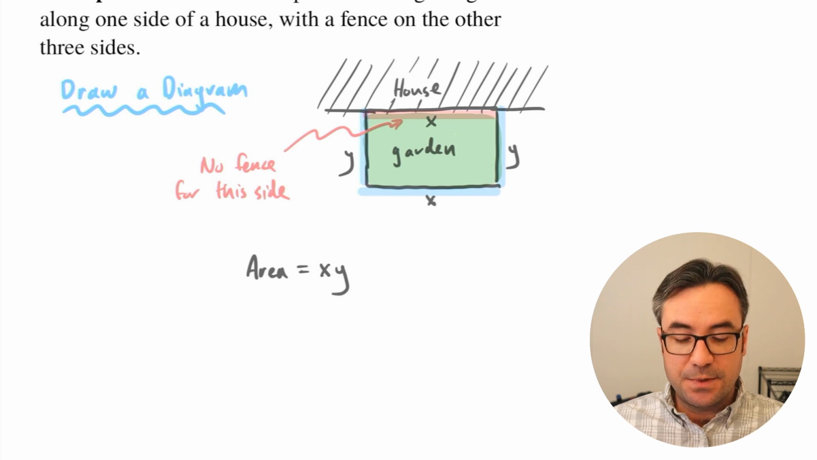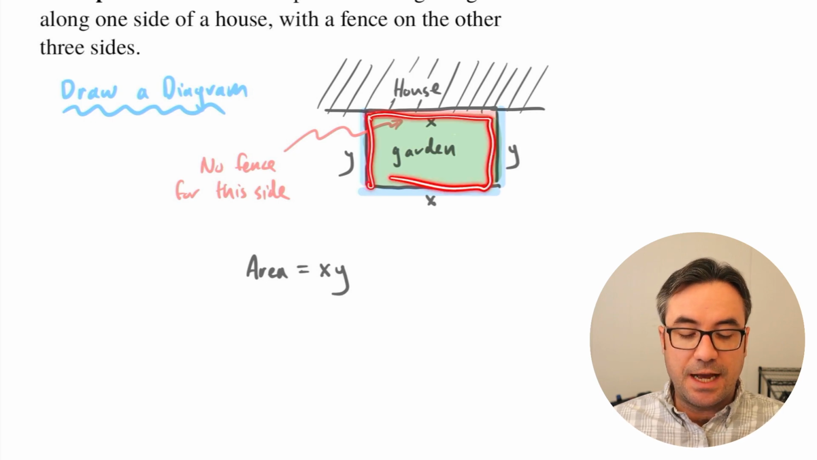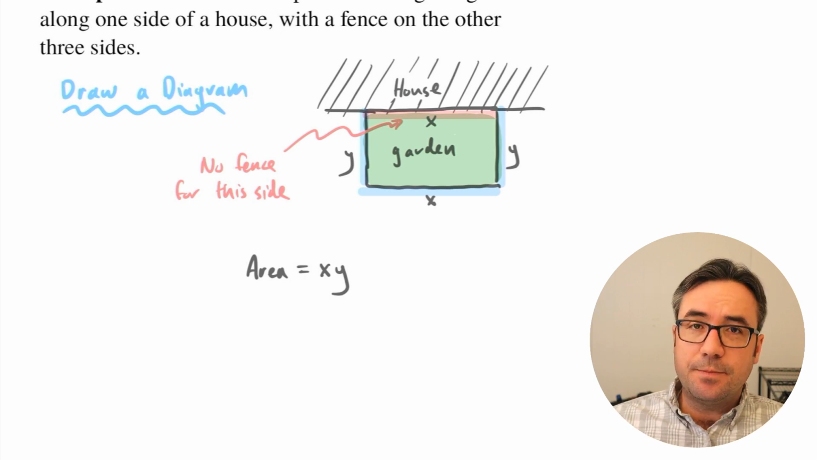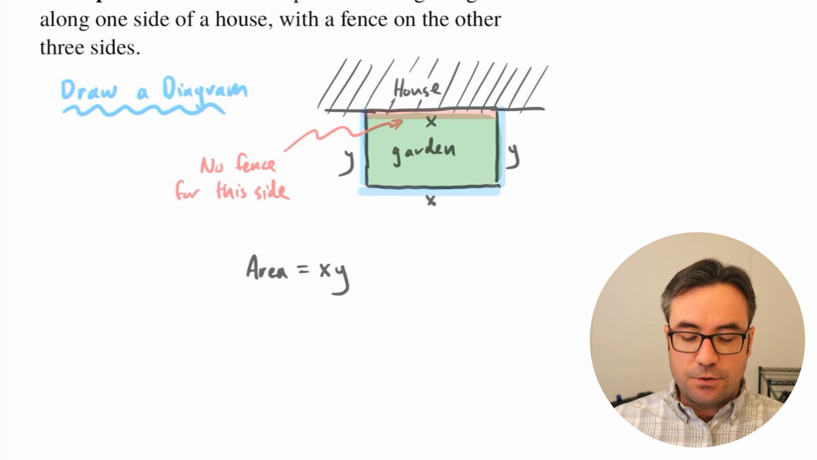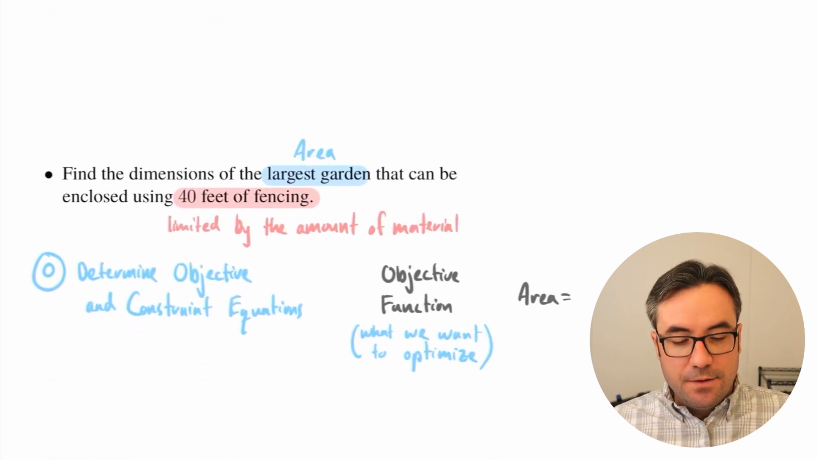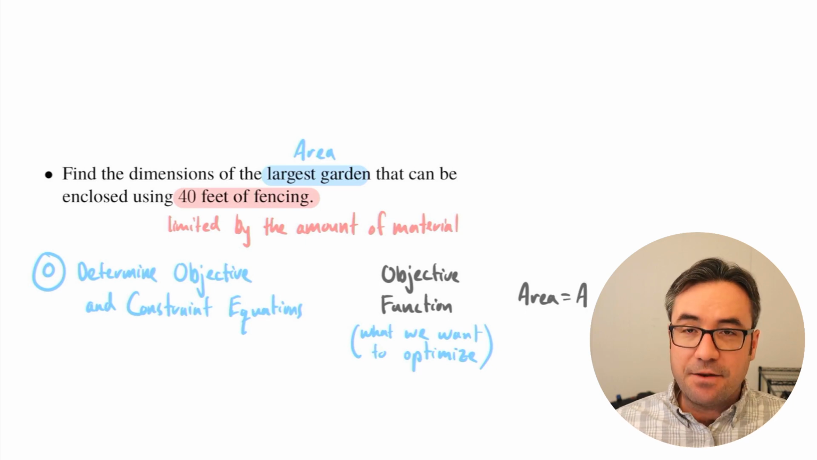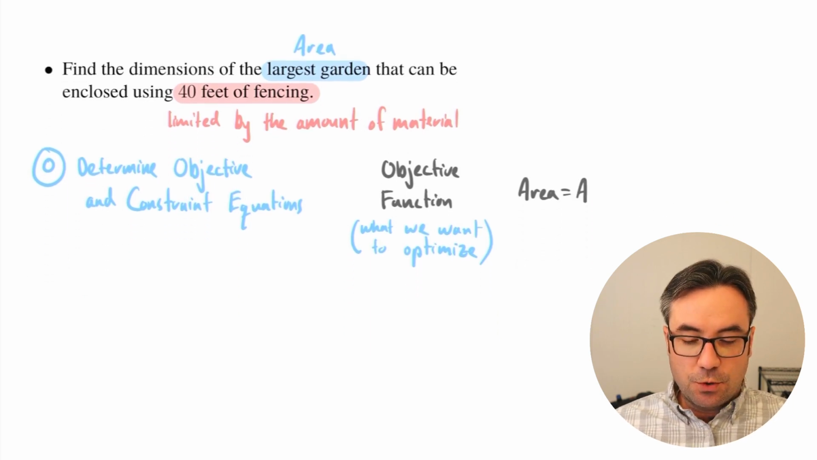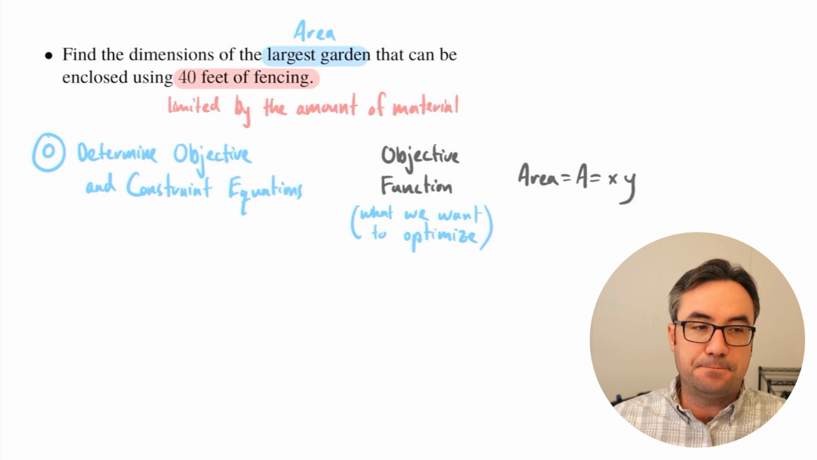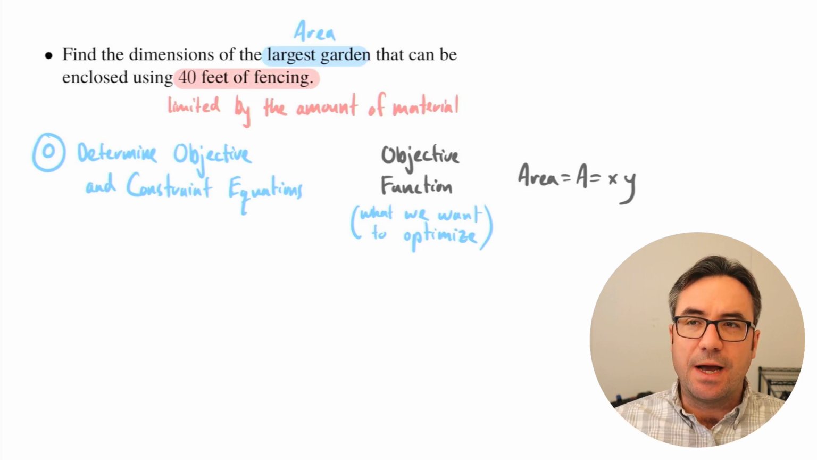That's the area. It gives us a way to measure the size of our garden, the amount of planting space there. All right, so that's going to be our objective. We're trying to maximize that function. So we'll just shorten this up. We'll call this function A for area, and we'll just shorten this up to x times y. A is equal to x times y. That's going to be our area formula.